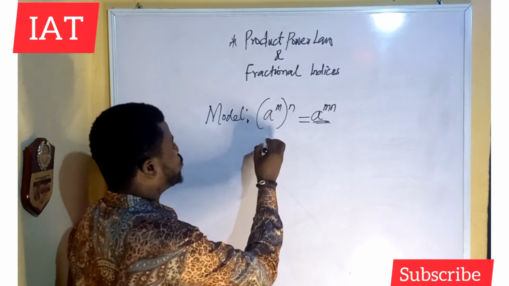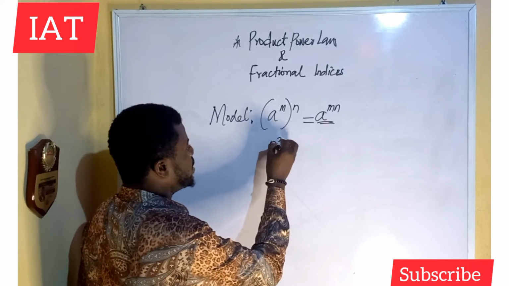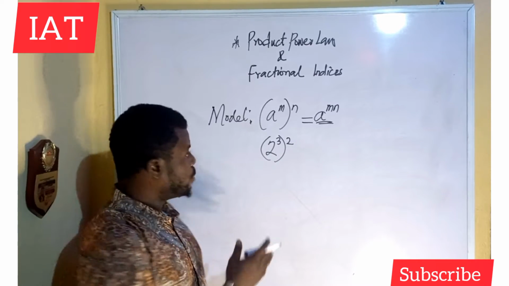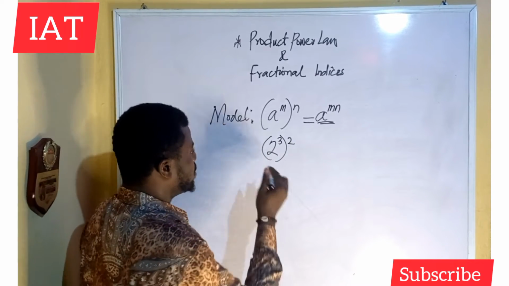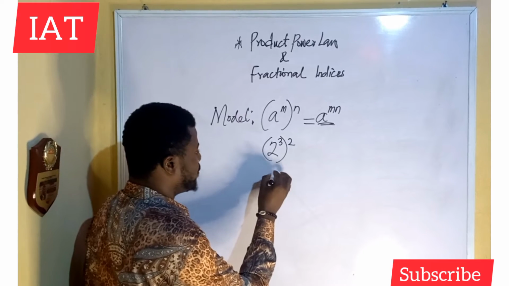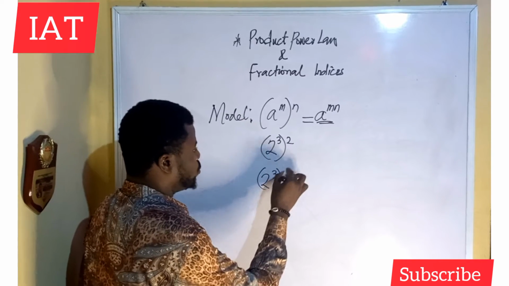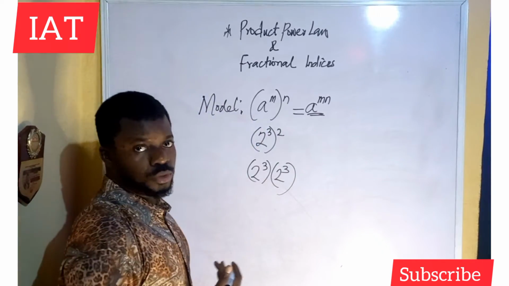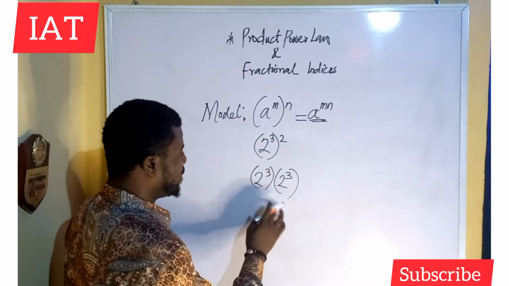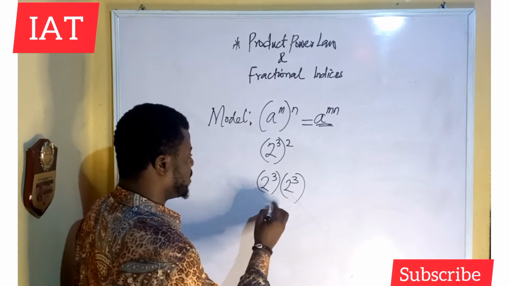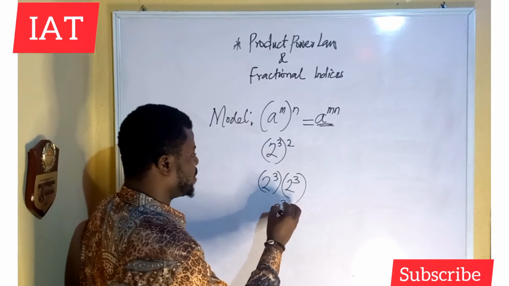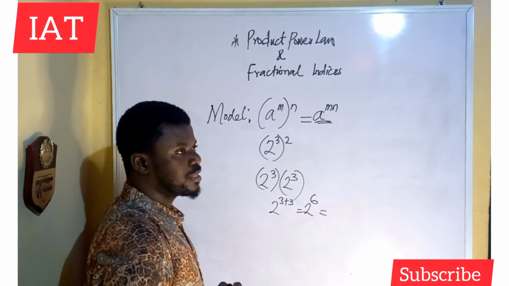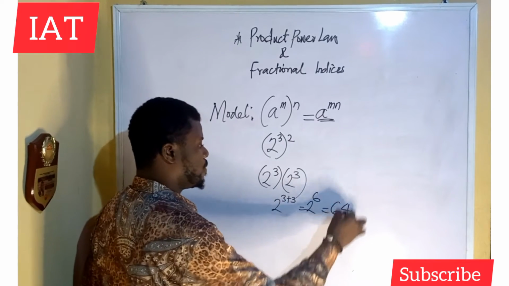For example, if I have 2 to the power of 3, all squared, how am I going to approach this problem? It's simple. You could say 2 to the power of 3 times 2 to the power of 3. That is to say, this is duplicating itself 2 times. Then, because the bases are the same, you could just take the common base and add the powers, 3 plus 3, and this would be 2 to the power of 6. And what is 2 to the power of 6? That should be 64. Alright?